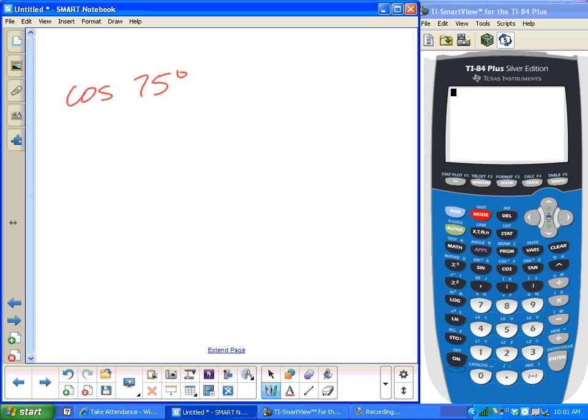Now, obviously it's cosine, right? So I'm going to use the formula, the cosine of a plus b. Let me copy down that formula. Cosine of a plus b equals cosine a cosine b minus sine a.